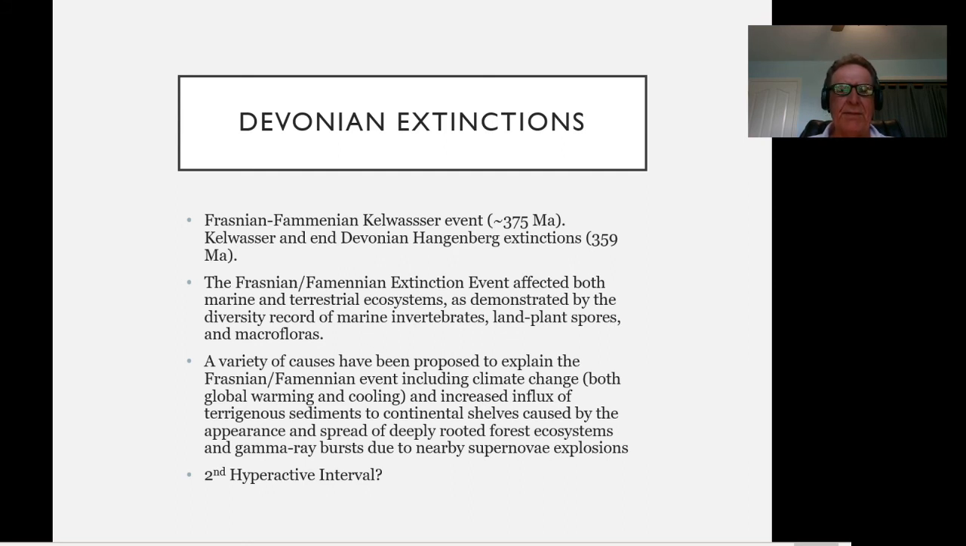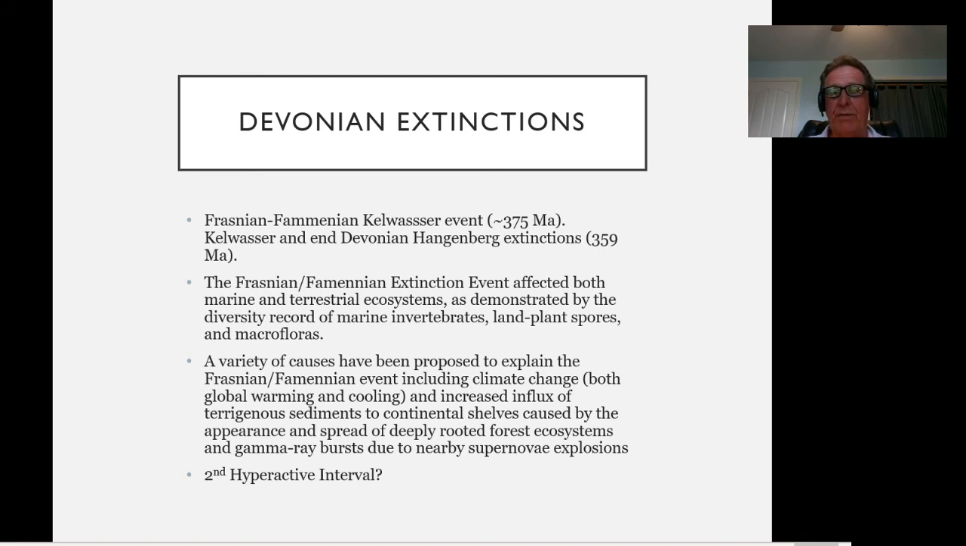Now, what caused this? The Frasnian-Famennian is a bit troubling. It's really hard because we have these coupled events. The Frasnian-Famennian really hits marine ecosystems harder. The Hangenberg seems to hit terrestrial organisms harder. And it's unclear whether this is the long continuum of an extinction event, in which case we have to look for a cause of this extinction over 20 million years.